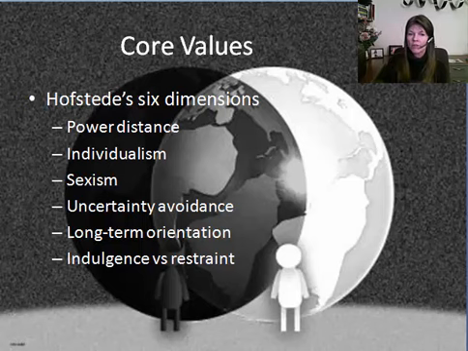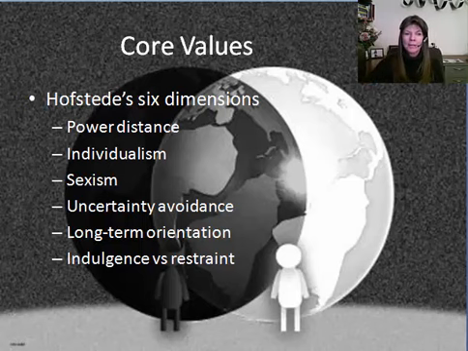Okay, indulgence versus restraint. So clearly, differences in core values can explain why some marketing efforts succeed in one culture and fail in another. You know, North American consumers are more drawn to ads, for instance, that focus on individualistic core values, things like independence, self-reliance, self-achievement, right? In contrast, South Korean consumers react more positively to ads that emphasize collectivist core values, such as family integrity and group harmony.